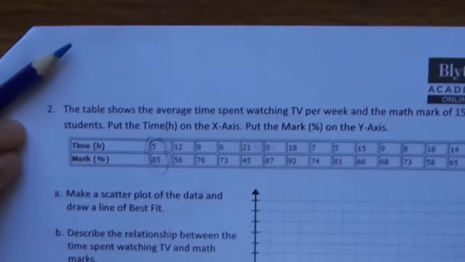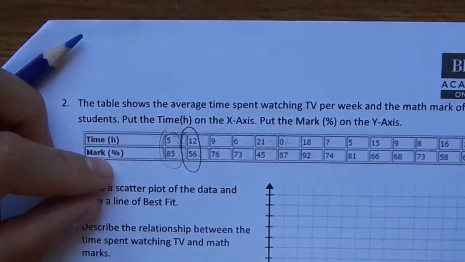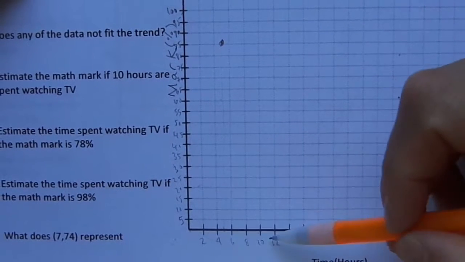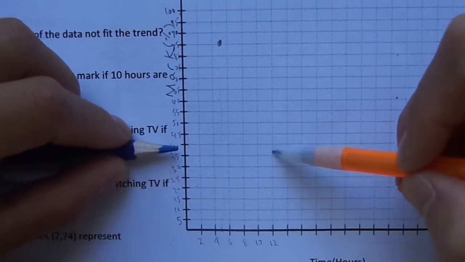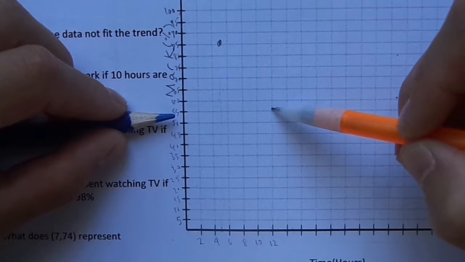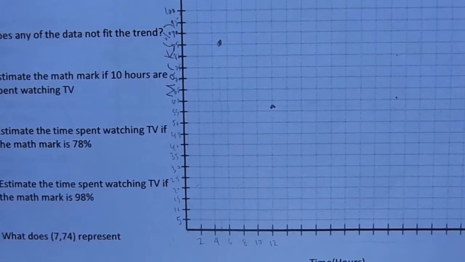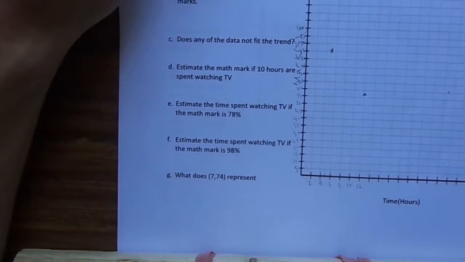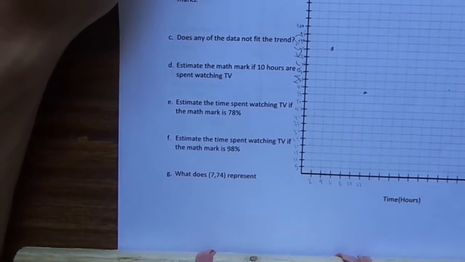Okay. Here we look back here. Someone who watched 12 hours got a 56% in the class. So if we look at the bottom here, 12 hours and 56%, I shouldn't have to go very far up. Right there. That's another point. Alright, okay, so I'll let you finish the rest. And the rest of the questions enable you to see if you can understand what the scatter plot is about. Okay, have fun.